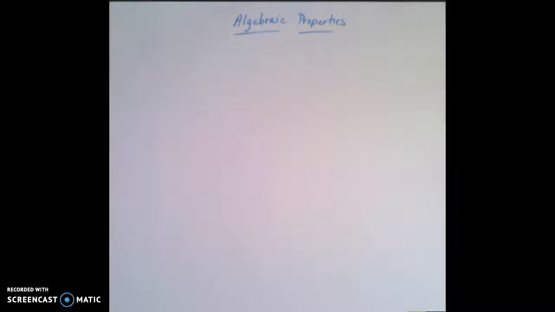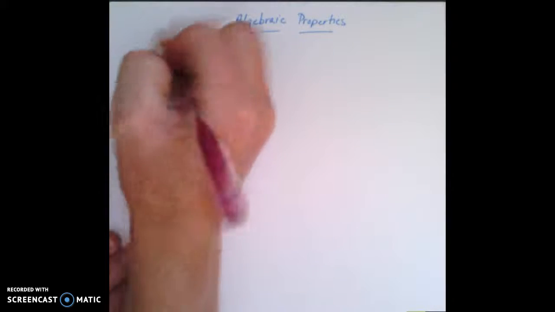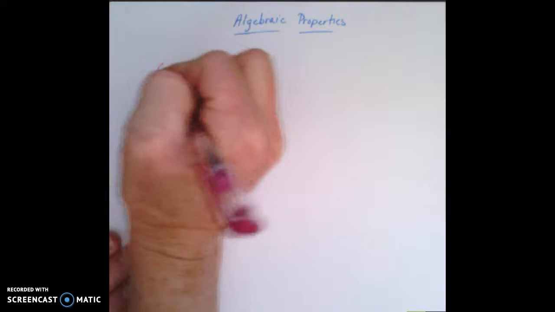In this recording, we are going to look at algebraic properties. The three algebraic properties that we're going to look at today are the associative, commutative, and distributive property. Let's go ahead and start by looking at the commutative property.